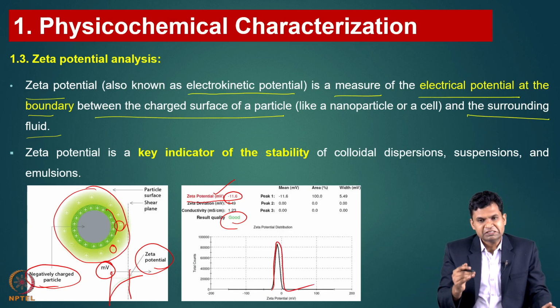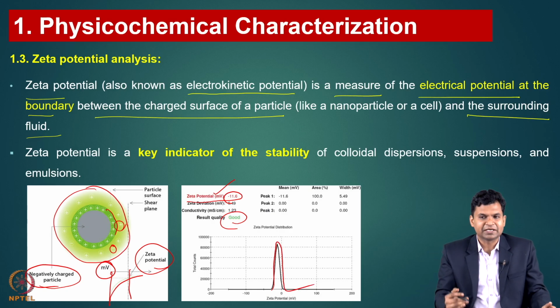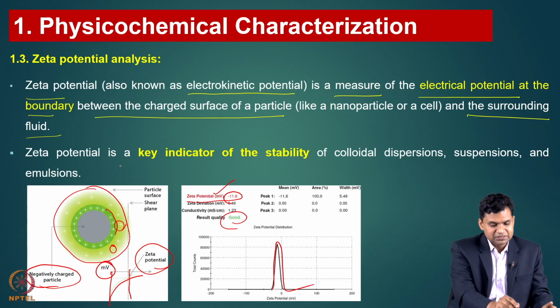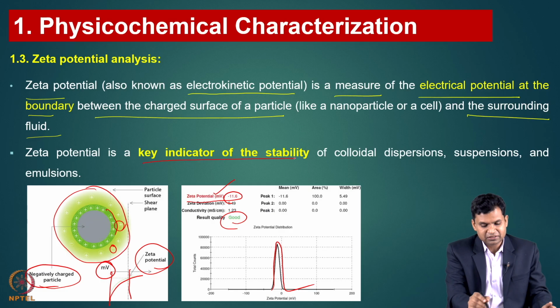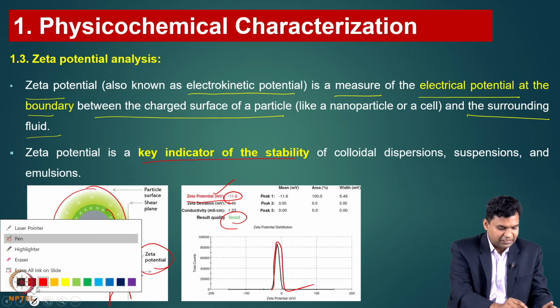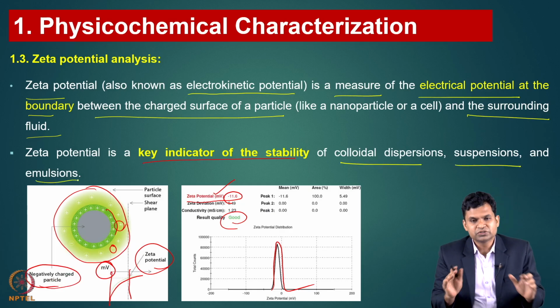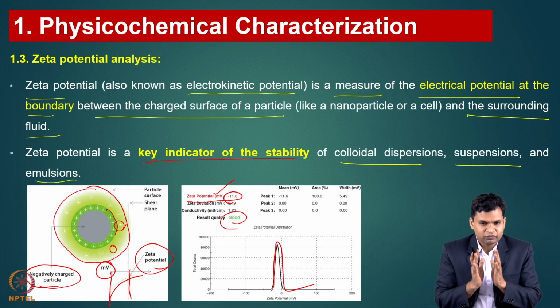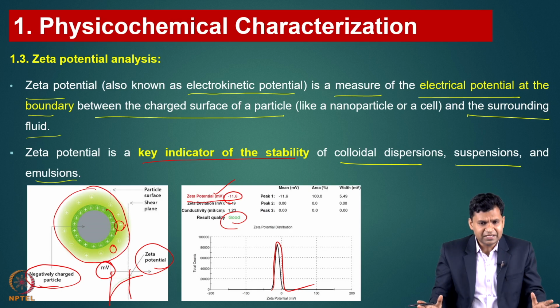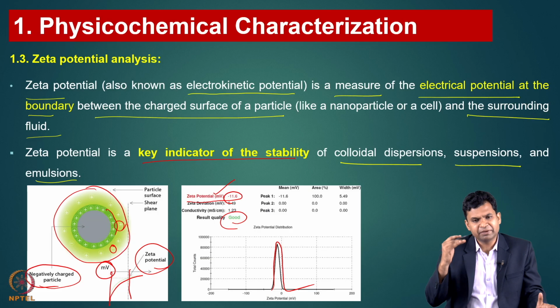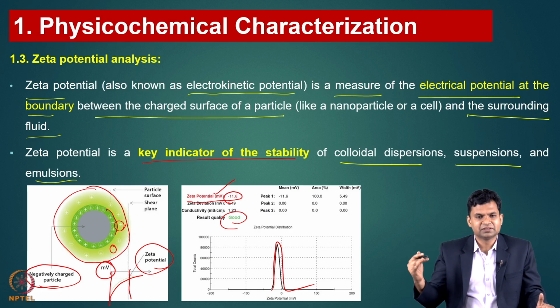Now, why is it important to measure this for nanoparticles? Because the zeta potential is a key indicator of the stability of any type of colloidal dispersions, suspensions, and emulsions. To see the stability, your formulation should have a high zeta potential value. If that is maintained for longer days, that means your formulation is stable.